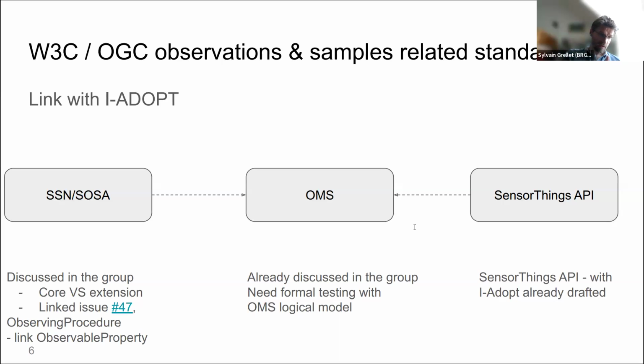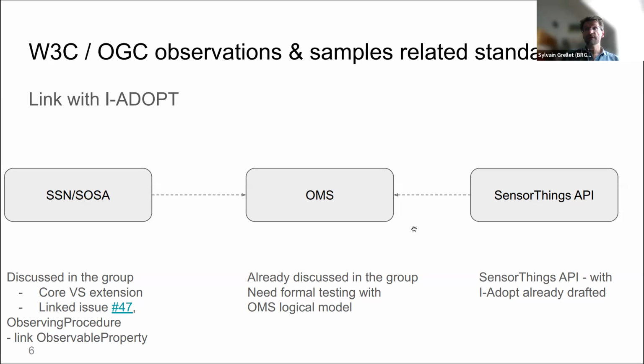On the left side, the link with SSN SOSA has been discussed also. The discussion is whether that should be part of a kind of observable property extension of SSN SOSA, or should that just reach the core? I just gave the link to one of the issues we've got currently open, or closed it recently actually, also on linking observing procedures and observable property. I mentioned that here because I felt it was relevant for this group.